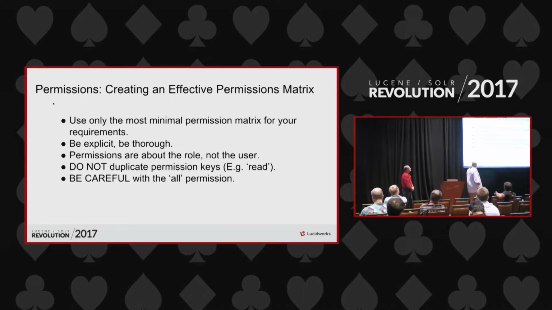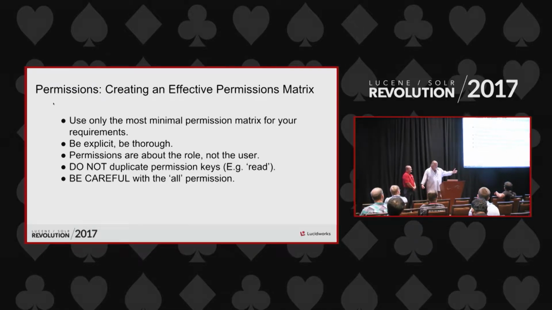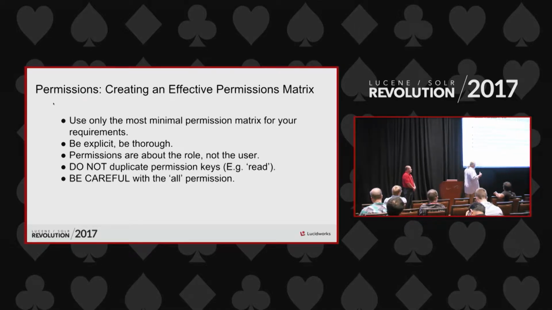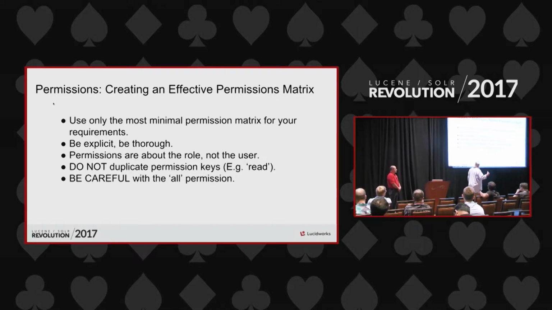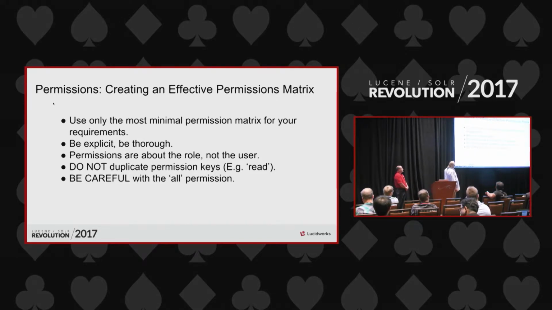Some tips for creating an effective permissions matrix. Use only the most minimal amount of permissions, and by that I mean don't go hog wild, but at the same time there's sort of a sweet spot, right? You don't want to create a huge permissions matrix, but you want to create enough that it covers everything that you're going to do, all your users and things like that. So put a lot of thought into your permissions. It's not as simple as just read, and we'll get to an example about that in a second. Permissions are about the role, not the user. As I said, do not duplicate permissions. Be careful with the all permission.